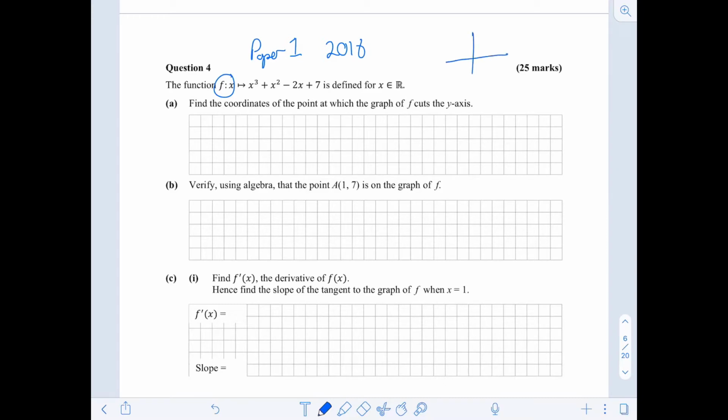Because the coordinates of that point there, it doesn't matter what value its y is, we know its x is always going to be 0. So we let our x value be 0. So we go 0 cubed plus 0 squared minus 2 times 0 plus 7, and that's equal to 7.